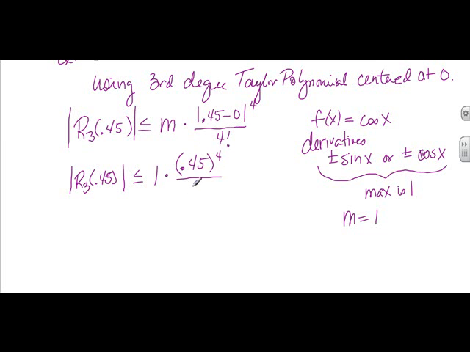So grabbing your calculator and evaluating this expression, we'll find that the amount of error using a third-degree Taylor polynomial to approximate cosine of 0.45 is 0.00170859, and so on.